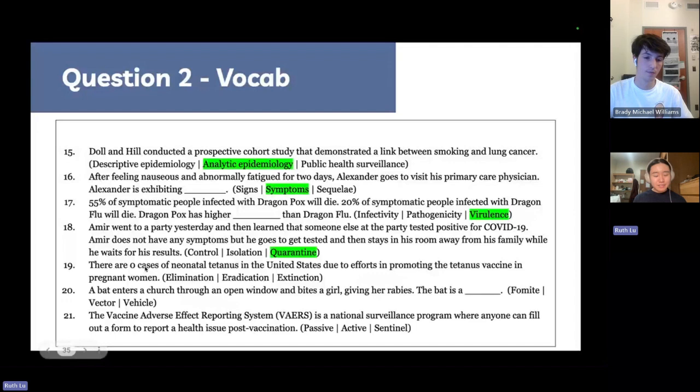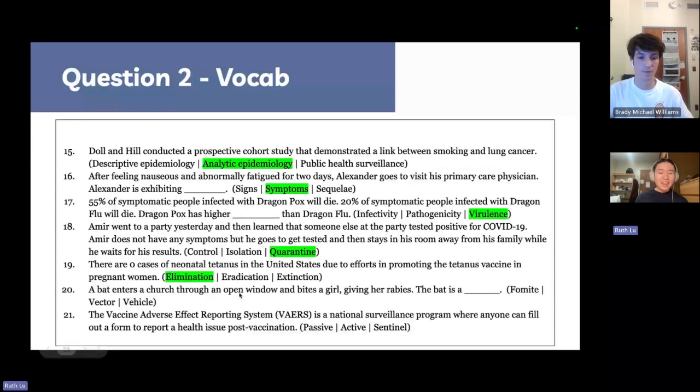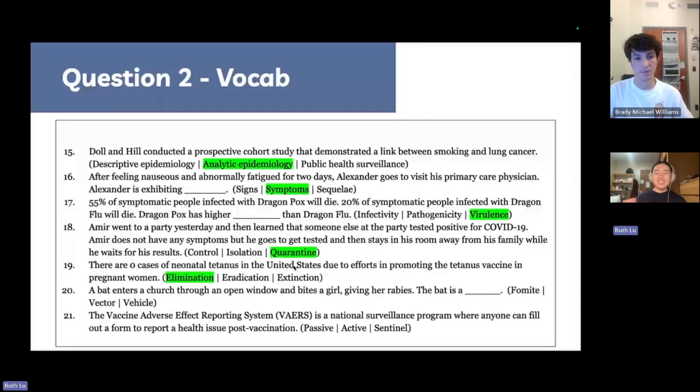So next is zero cases of neonatal tetanus in the US due to efforts in promoting the tetanus vaccine in pregnant women. The words are elimination, eradication, extinction. For this one, the answer is elimination because it's in a specific region and there are no more cases. It's not eradication because there are still cases elsewhere in the world. It's not extinction because tetanus is not extinct yet.